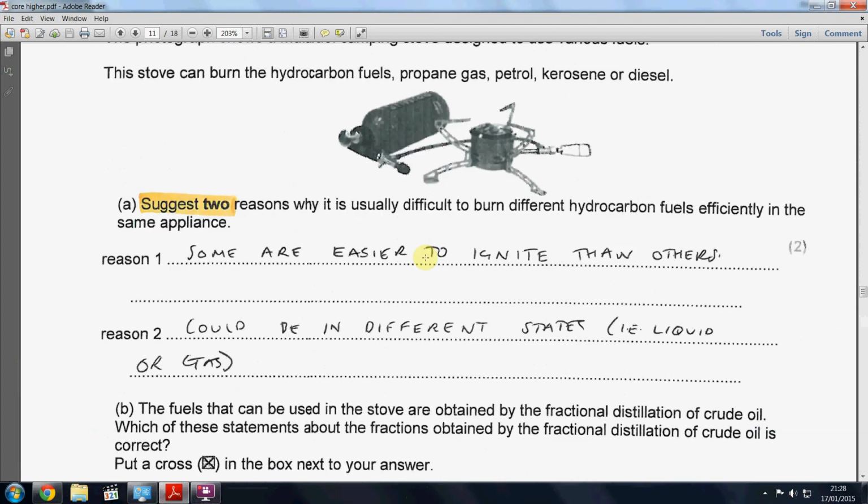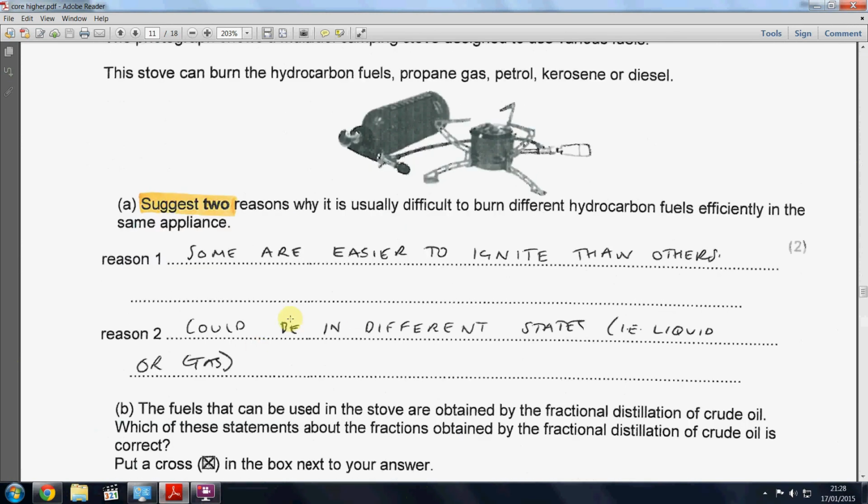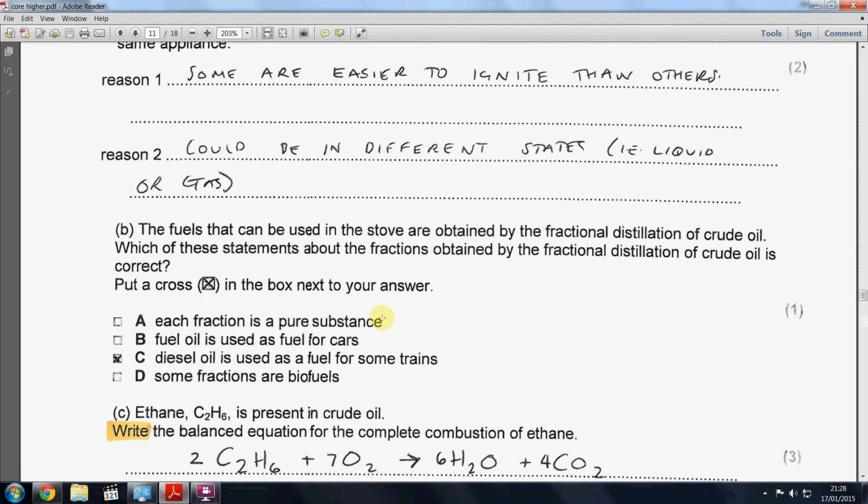The 2 that I think are the most obvious is to say that some are easier to ignite than others. So for example, drop a match into a beaker of petrol, you've got a fireball on your hands, drop a match into a beaker of diesel, and the match goes out. So I've said some are easier to ignite than others. Reason 2 is they could be in different states, and you can't burn a gas and a liquid in quite the same way in the same appliance. You've got to do something different with the liquid than you do with the gas. So just need to say could be in different states, and I've made it crystal clear by saying i.e. liquid or gas.